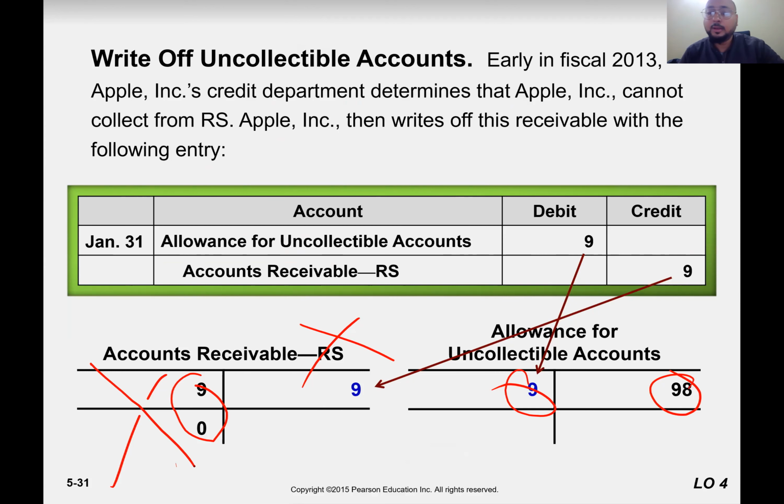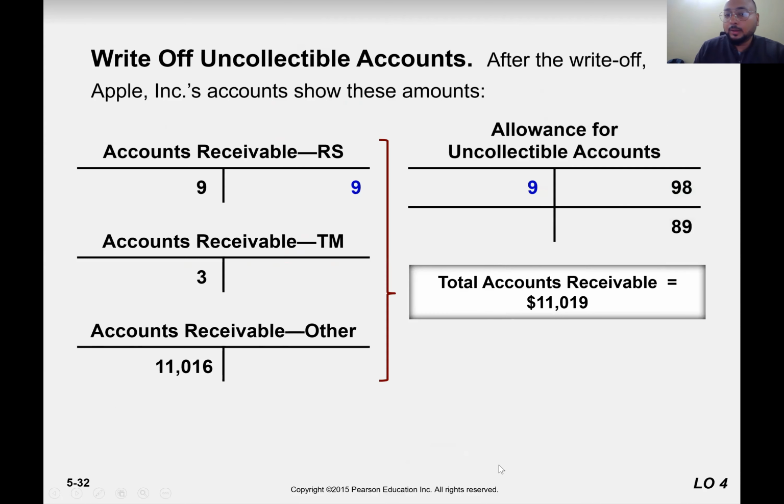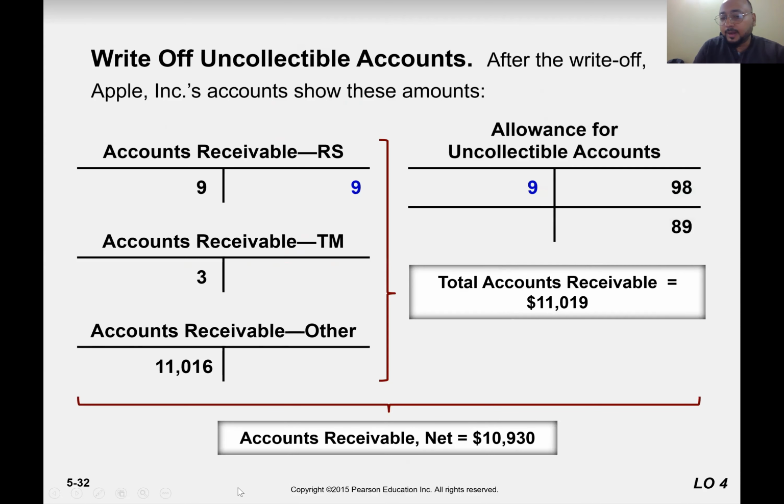Expenses and all the stuff, RS is deleted and our allowance is decreased. So our allowance balance is now 89. So what happened here? You see, our net account receivables are the same. So we missed this entry here. So now I'm going to explain that one.